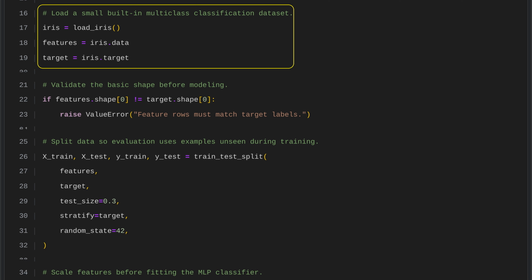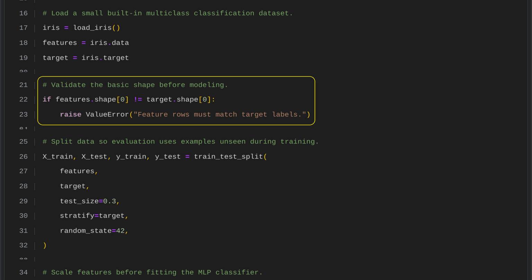We load the iris dataset, a small built-in dataset commonly used for multi-class classification. It is separated into input features, which are flower measurements, and target labels, which identify the iris species. This split provides the data needed to train and evaluate a machine learning model.